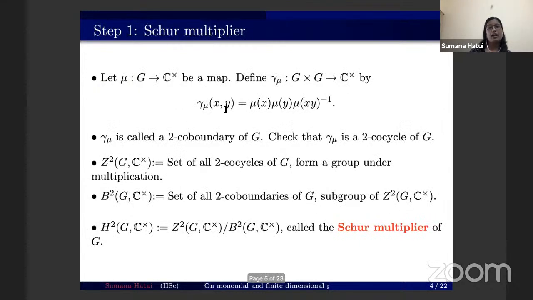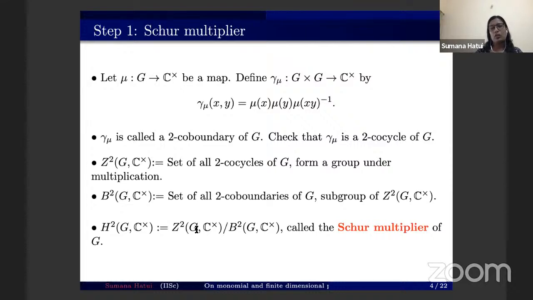So first I will define the first tool, which is the Schur multiplier, and how it relates to these topics. This projective representation was first studied by Schur. The Schur multiplier is basically an abelian group, the quotient Z2 by B2. What is Z2(G, C*)? These are all two co-cycles.